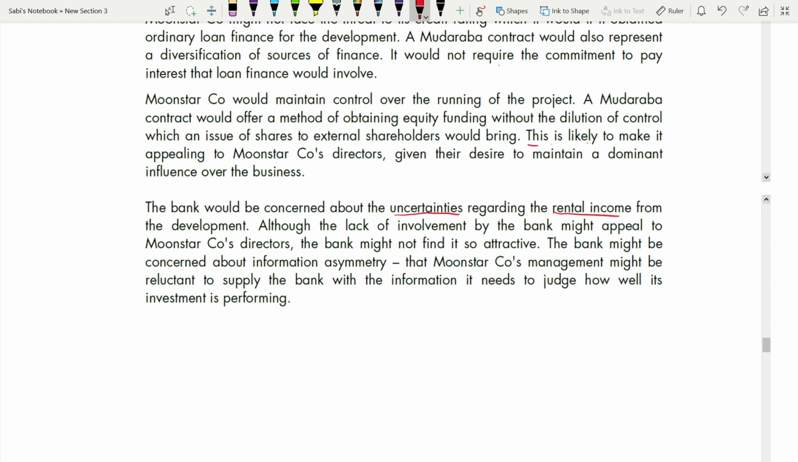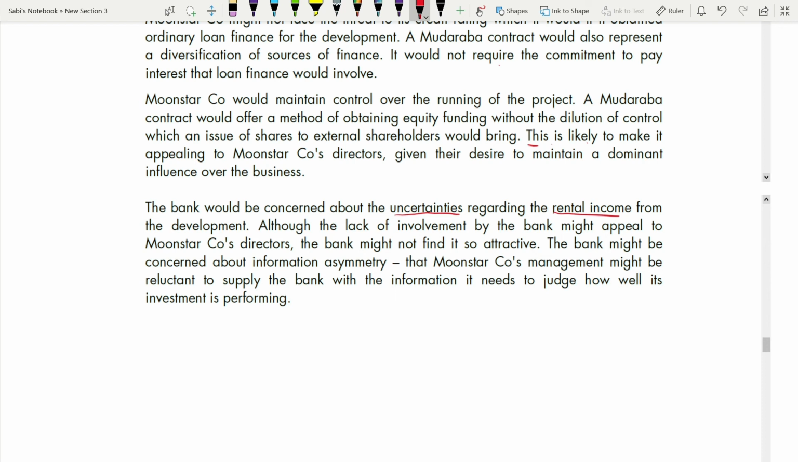Although the lack of involvement by the bank might appeal to the Moonstar's directors. See, Moonstar's directors are happy that the bank is not being involved in running of the business. For them, it is appealing. But what about the bank? The bank might not find it so attractive.